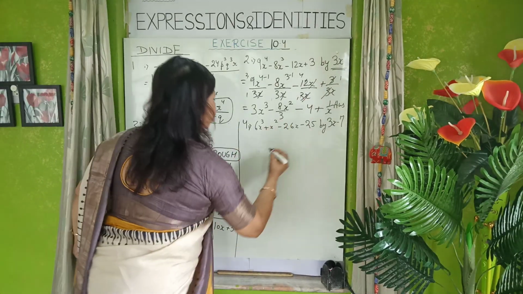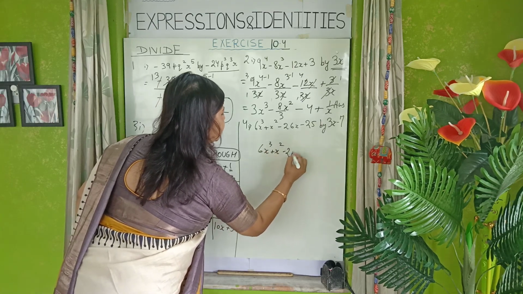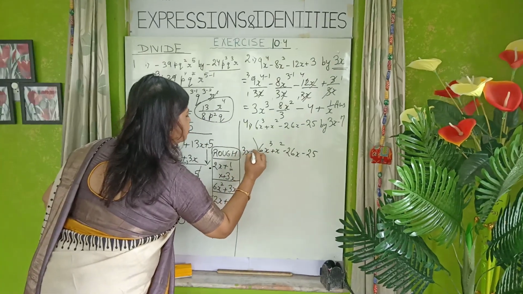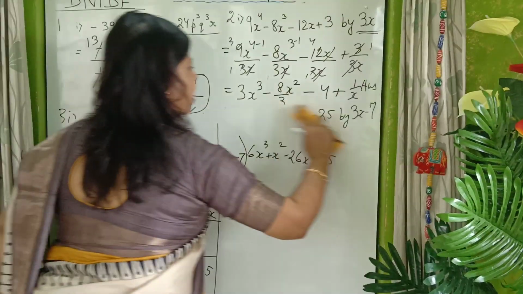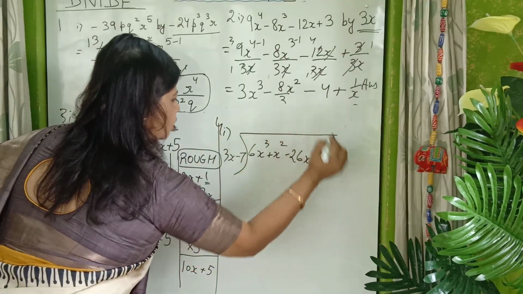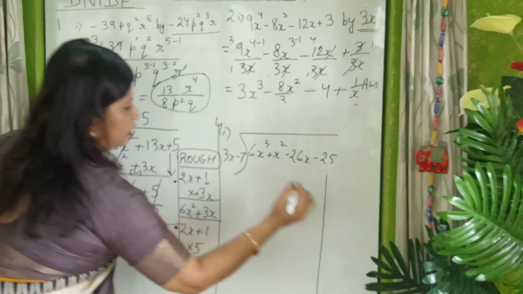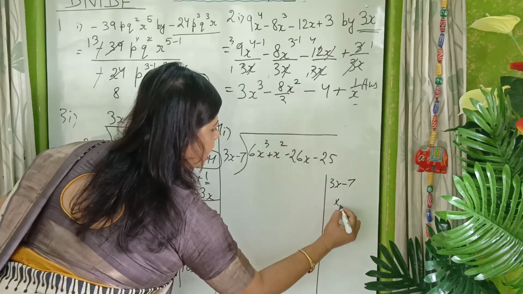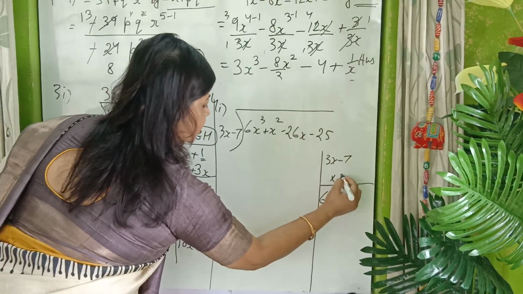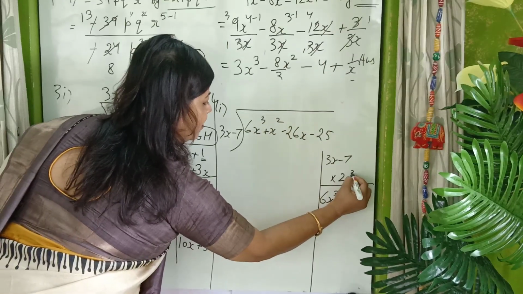For number 1 quickly. See, 6x cube plus x square minus 26x minus 25. I am dividing by 3x minus 7. 3x minus 7, question number 4-1. Now, the rough work here. Be very careful. 3x minus 7, children, I multiply with what? To get what? 6x cube. 2 3s are 6 and to get a x cube, only x is there. So I have to multiply with x square.